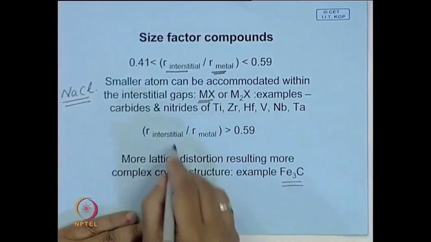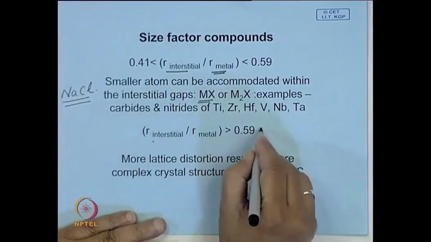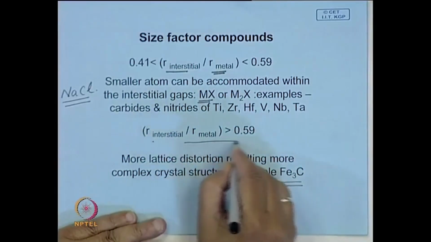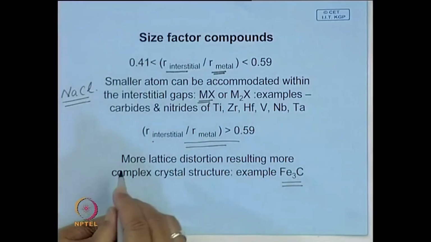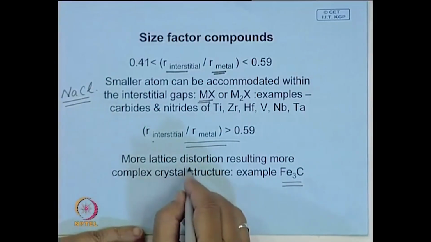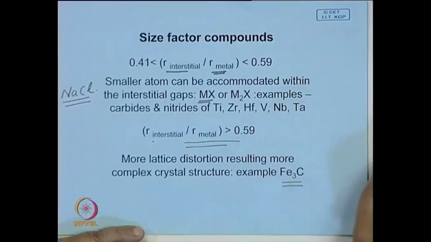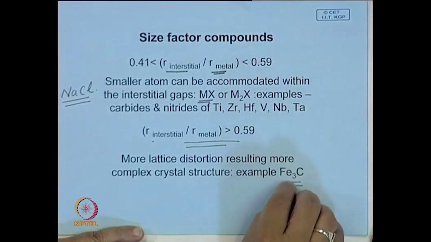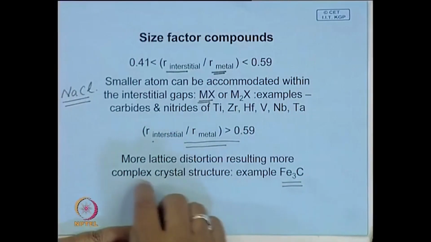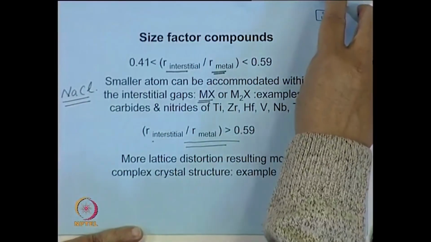But if you look at cementite, its atomic diameter or atomic radius ratio is greater than this. Therefore, in this particular case there is more lattice distortion, because the carbon atom is larger than the nitrogen atom. When carbon goes into the iron lattice, it produces a larger distortion and results in a more complex crystal structure.